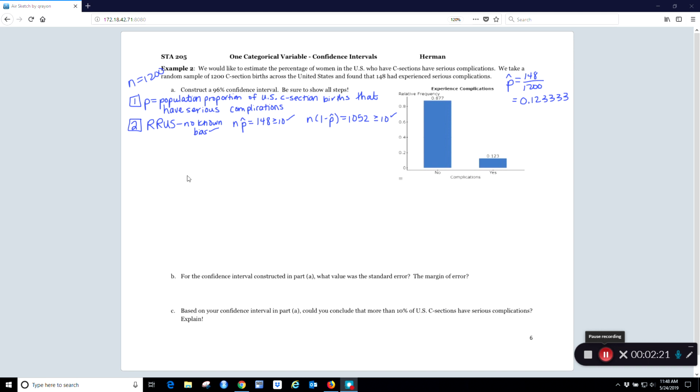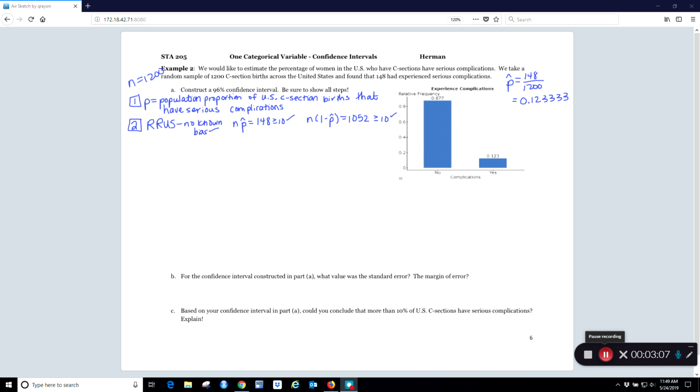Alright, so now looking at the conditions. Do we have any concerns about our sample? It says we took a sample across the United States of C-section births, so that's who my population is, so that seems not to be a problem to me. Now for my N times P hat and N times 1 minus P hat, I just did some counts here, which is really nice if you realize what those values are. So if I take N, 1,200, times P hat, which is 148 out of 1,200, those 1,200s are going to cancel and just leave me with 148, or basically in our example, the number that had serious complications.